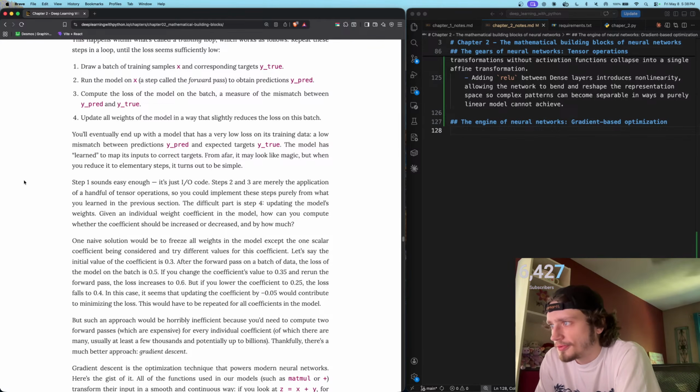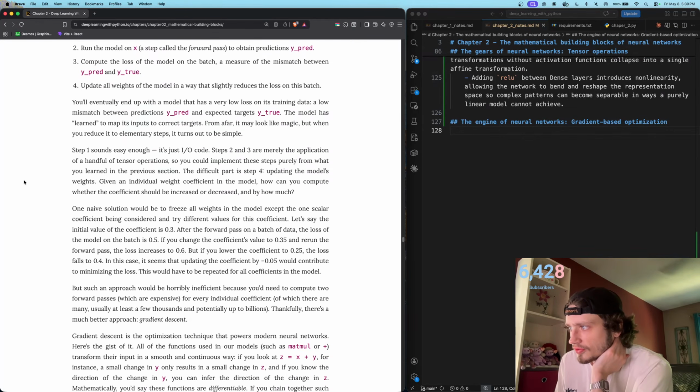One naive solution would be to freeze all weights in the model except the one scalar coefficient being considered and try different values for this coefficient. Let's say the initial value of the coefficient is 0.3. After the forward pass on a batch of data, the loss of the model on the batch is 0.5. If you change the coefficient's value to 0.35 and rerun the forward pass, the loss increases to 0.6. But if you lower the coefficient to 0.25, the loss falls to 0.4. In this case, it seems that updating the coefficient by -0.05 would contribute to minimizing the loss. This would have to be repeated for all coefficients in the model.